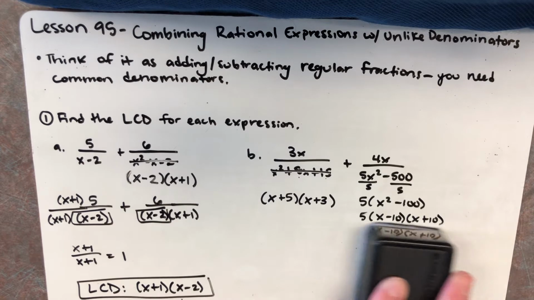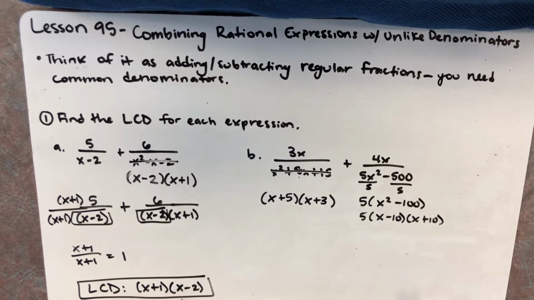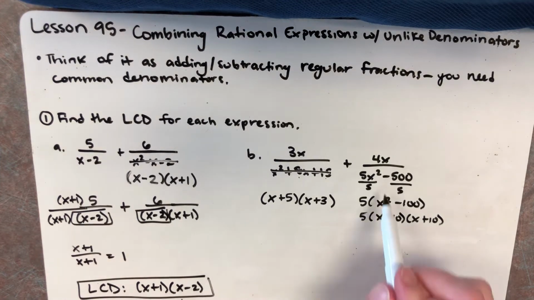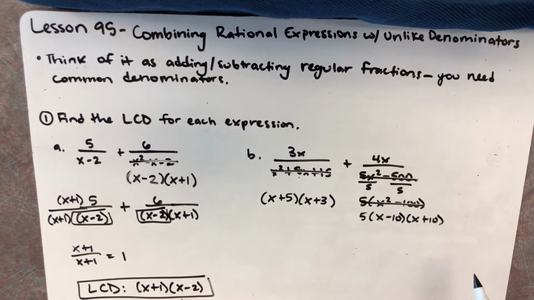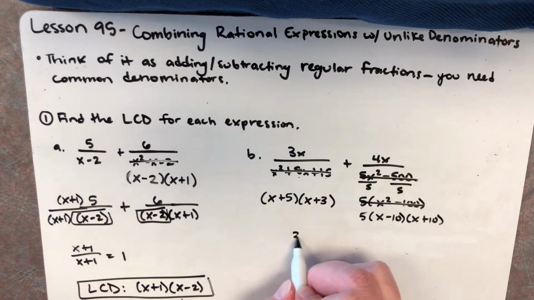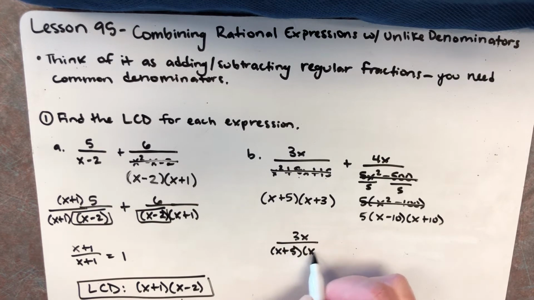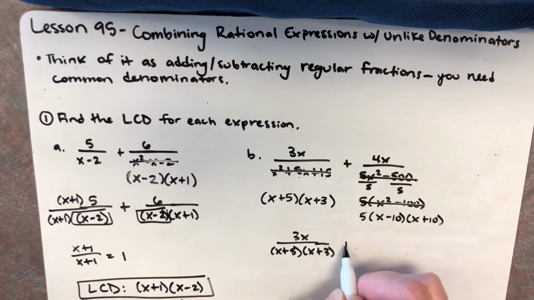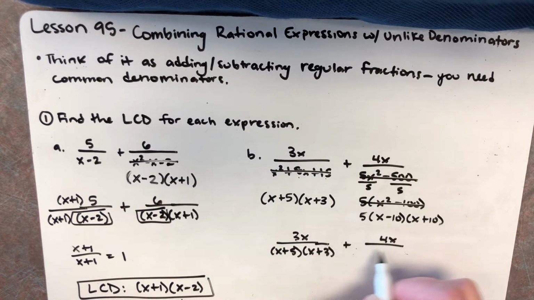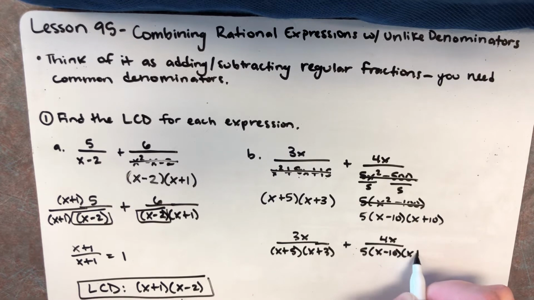All right, so now I have something super duper ugly for my denominator. So I'm going to rewrite all of this so that I can keep track of it. So I have 3x over x plus 5 times x plus 3. And eventually I would be adding that to 4x over 5 times x minus 10 times x plus 10. Now you might notice that I have literally nothing in common between the two denominators here.